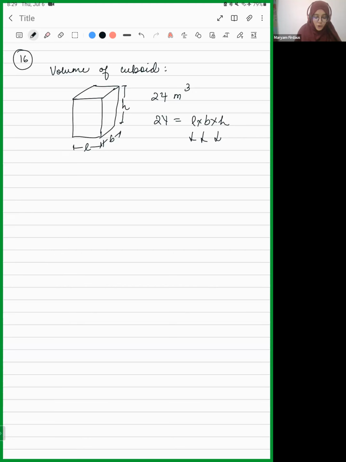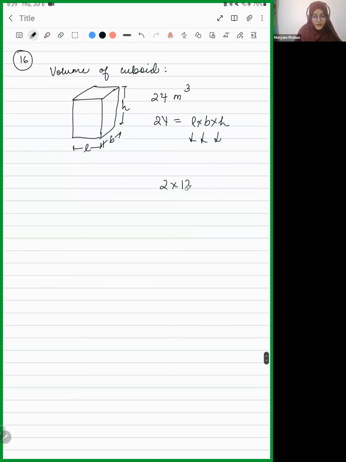See, 2 into 12 is 24. And 12 can be written as 3 into 4, right? So one such possibility is 2 into 3 into 4. Length can be 2, breadth can be 3, height can be 4, or any other combination. Maybe length is 3, breadth is 2, and height is 4. But 2 into 3 into 4 is one such possibility.